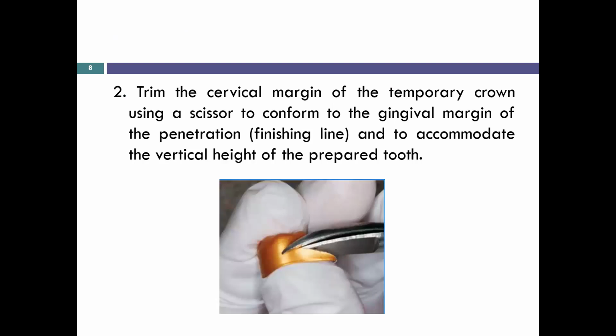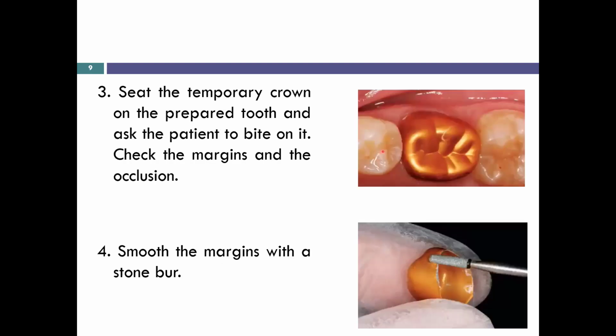Now trim the cervical margin of the temporary crown using scissors to conform to the gingival margin of the preparation and to accommodate the vertical height of the prepared tooth. We'll check the vertical height. There should be proper occlusion and proper height. We'll cut the extra part of the temporary crown with the scissors and accommodate it on the prepared tooth. We will seat the temporary crown on the prepared tooth and ask the patient to bite. We'll check the margin and occlusion.